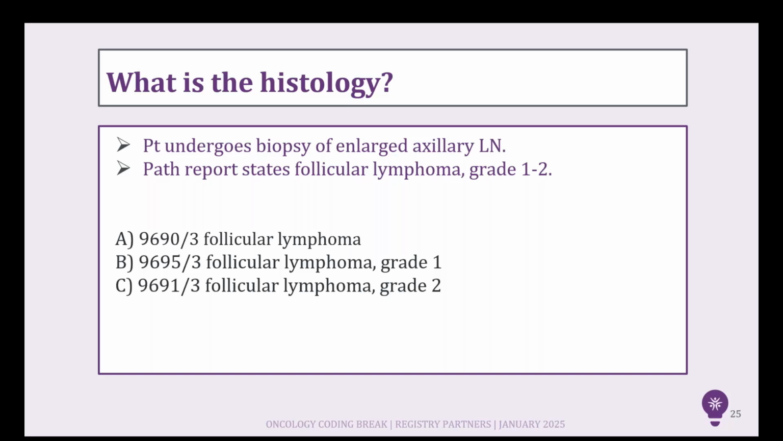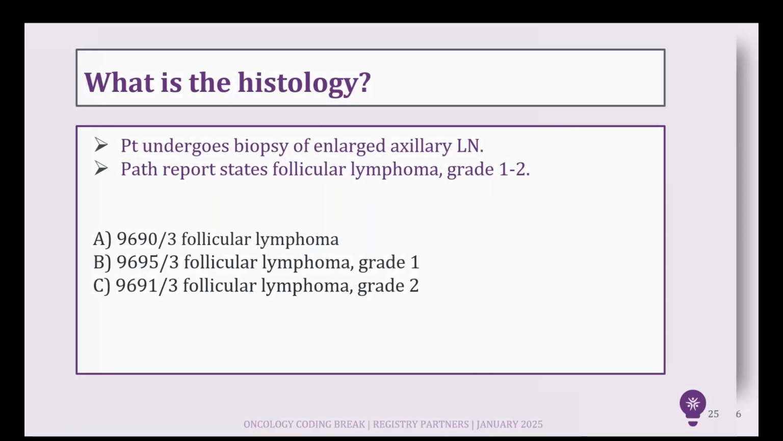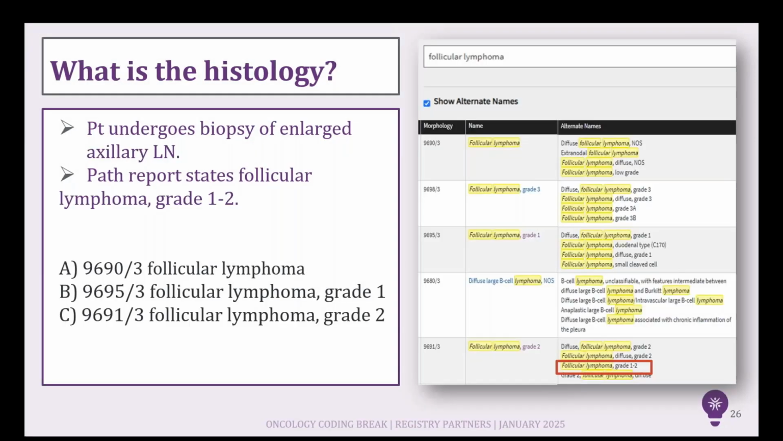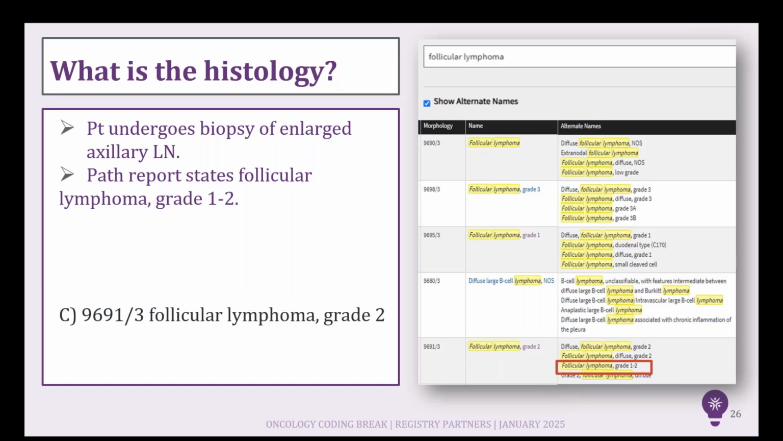So first we're going to go to the heme database and type follicular lymphoma into the search box. Make sure you have that Show Alternate Names box checked. And you'll see that follicular lymphoma has a different histology code for grade 1, grade 2, and grade 3. But our path report says grade 1 to 2. If you notice in the alternate names column at the bottom of the list, follicular lymphoma grade 1-2 is specifically mentioned, and we're instructed to code this to follicular lymphoma grade 2. So the answer's there, we just need to make sure we're using our manuals.